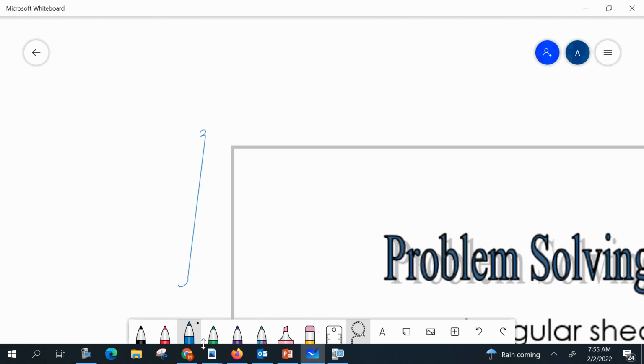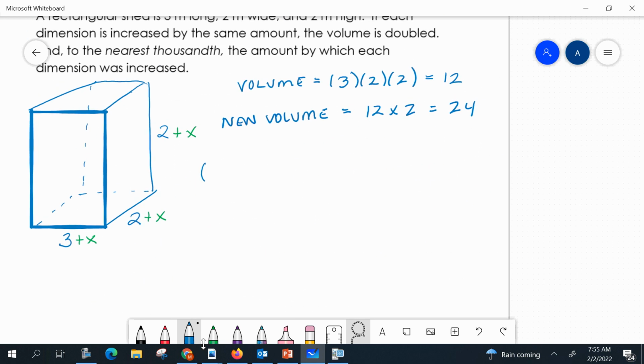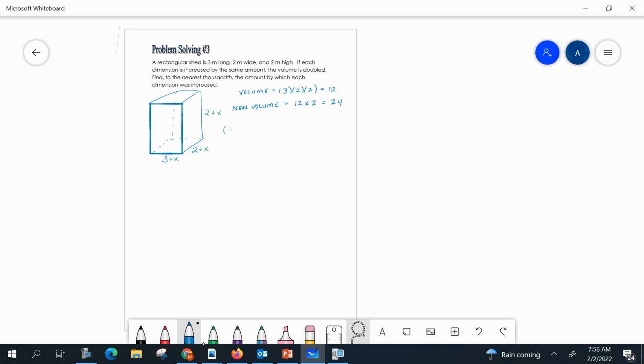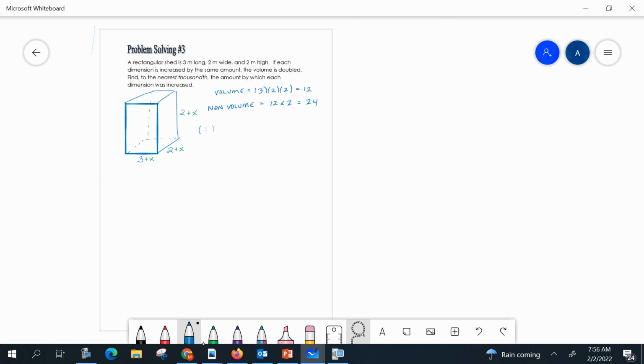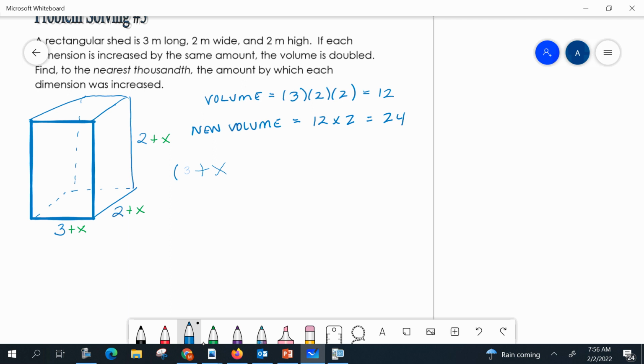oh, sorry about that. All right, give me a second to fix this. Okay, so what we got is our length 3 plus x. All right, 3 plus x. I'm so sorry about this. I'm just going to erase it and do this again. This looks terrible.